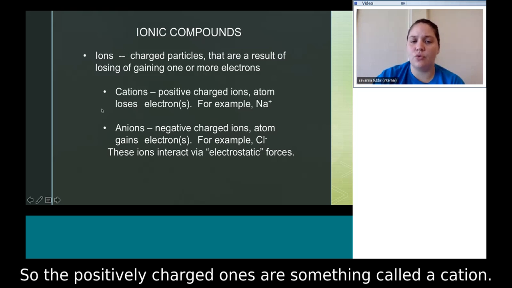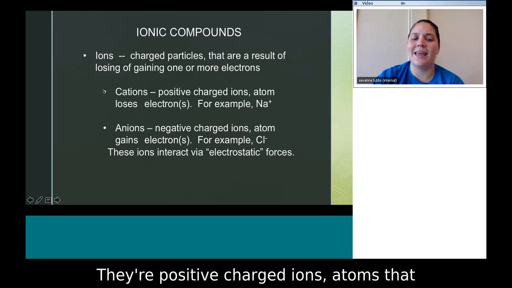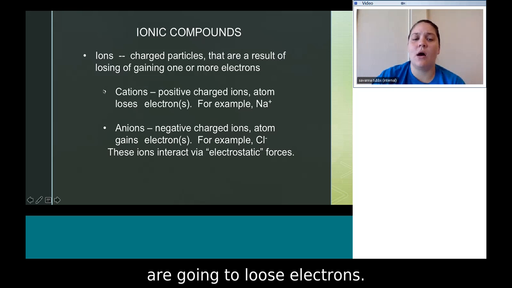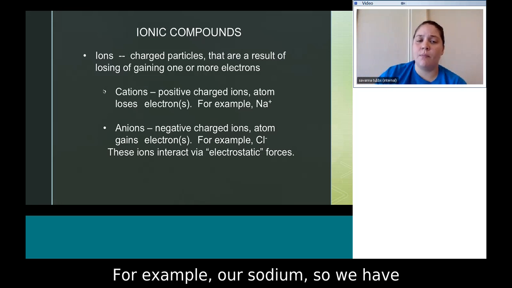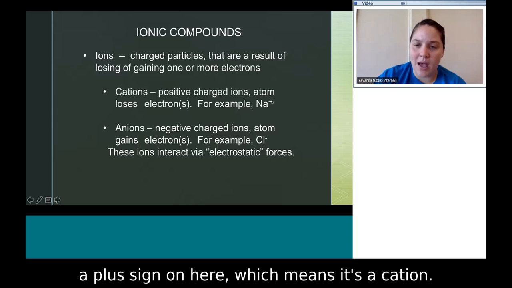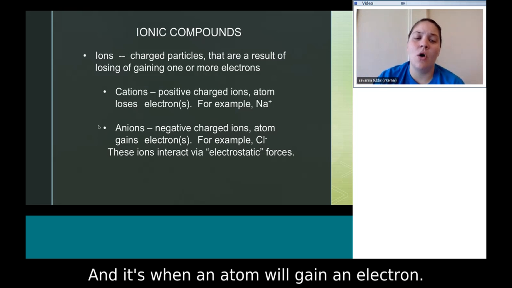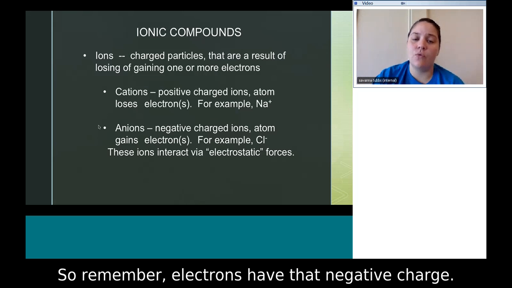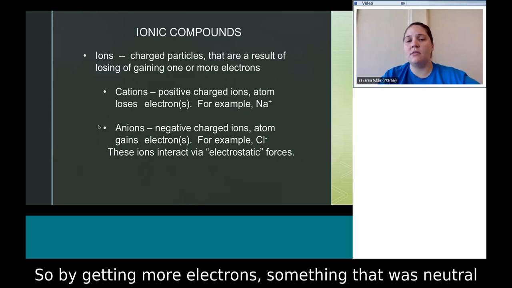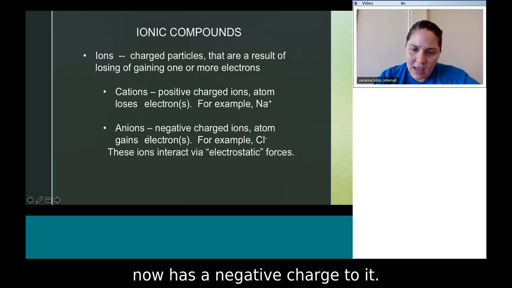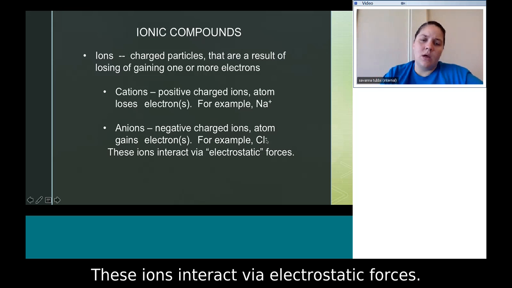The positively charged ones are called cations. They're positively charged ions, atoms that are going to lose electrons. For example, our sodium. We have a plus sign on here, which means it's a cation. An anion is a negatively charged ion, and it's when an atom gains an electron. Remember, electrons have that negative charge. So by getting more electrons, something that was neutral now has a negative charge. These ions interact via electrostatic forces.